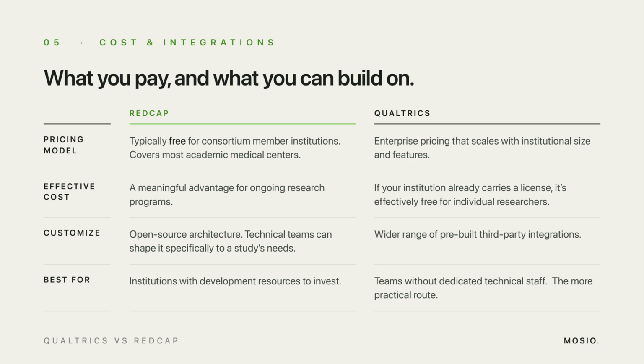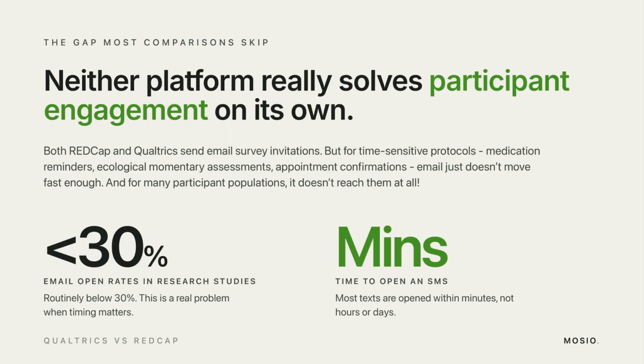Research teams with the highest response rates aren't relying on email alone. They're layering text messaging on top of whichever platform they're using for data collection. SMS gets opened within minutes. It doesn't require an app, and it reaches older participants, lower income populations, and anyone less plugged into email in a way other channels don't. A well-configured REDCap instance with poor outreach will underperform a simpler Qualtrics setup where participants are actually staying engaged. The platform is only part of it.